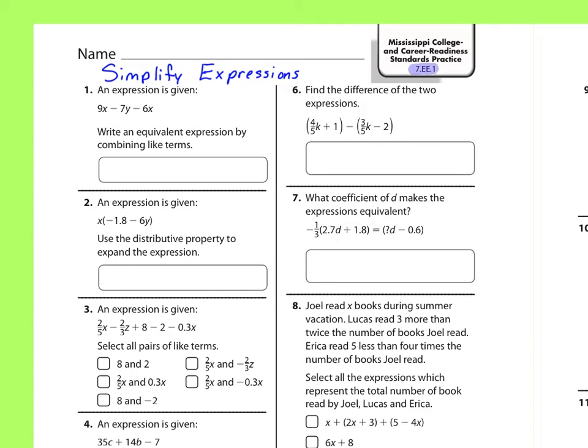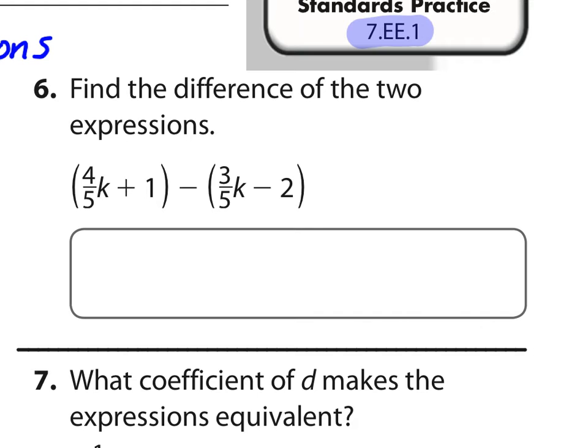Standard 7.EE.1 is about simplifying expressions, and then after this we're going to look at Standard 7.EE.2. So for 7.EE.1, we're going to start with problem number 6. We're going to find the difference of the two expressions. So you see that the difference is indicated by subtracting. And so the first thing we would do is start by simplifying.